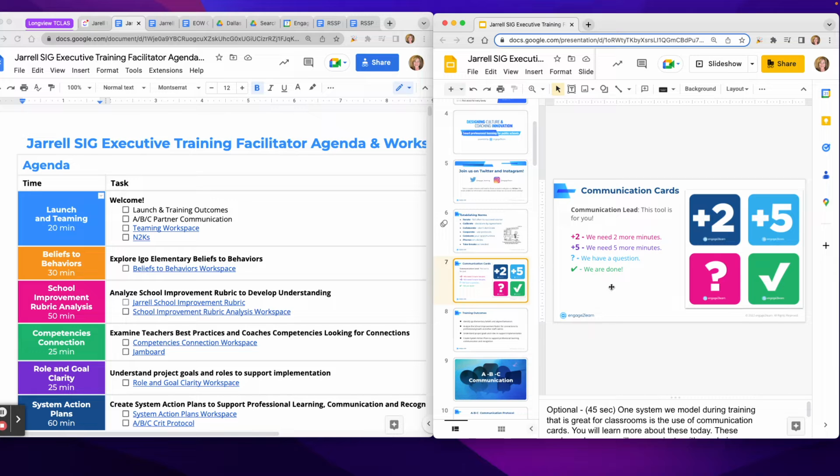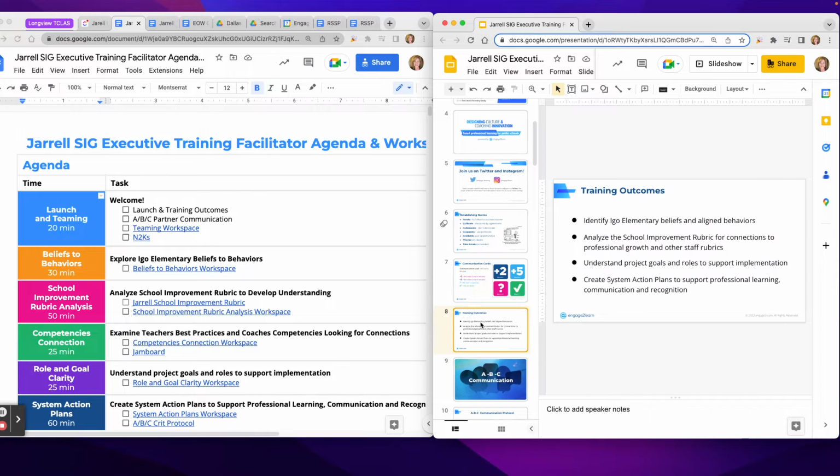the communication cards. This is a great opportunity, even though there's only one team, to use the cards and let your participants know that this is something that can be an awesome tool for them to use on their own campus in professional development, in staff meetings where there might be some teamwork, or even to share with teachers who are using collaboration in their classroom. And then the training outcomes are listed on slide 8, and you can read them there.